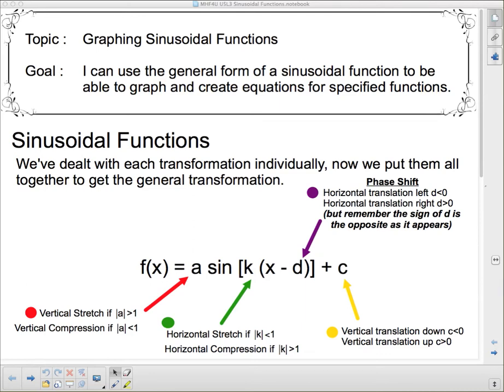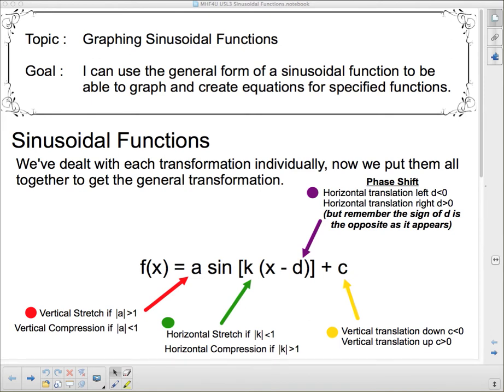We're going to talk about graphing sinusoidal functions. We've already been talking about graphing sinusoidal functions, so this shouldn't be a big deal. We're just going to throw a whole bunch of different transformations all together in one. So, our topic today, graphing sinusoidal functions, and our goal: I can use the general form of a sinusoidal function to be able to graph and create equations for specified functions.